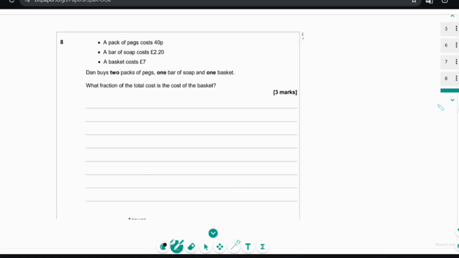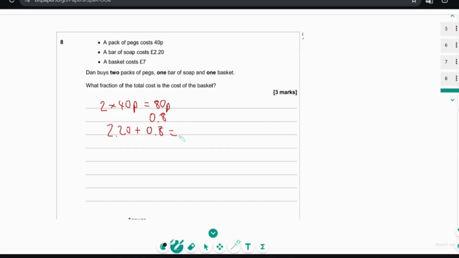Question 8. Bag of pegs costs 40p. Bar of soap costs £2.20. Basket costs £7. Dan buys 2 packets of pegs. 2 times 40p is 80p, or £0.8, because £1 is 100 pence. 1 bar of soap. So we've got £2.20 plus 0.8.